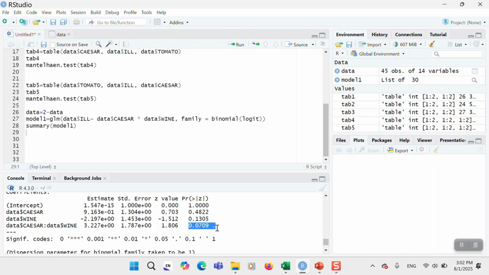So in conclusion, crude associations can be misleading due to confounding. Mantel-Haenszel provides an adjusted estimate across strata. You always have to check for interaction before interpreting pooled effects. And logistic regression is a flexible tool for both confounding and interaction.